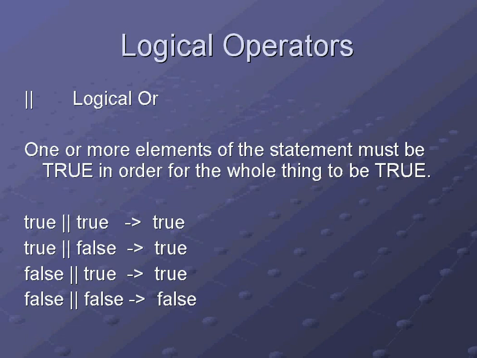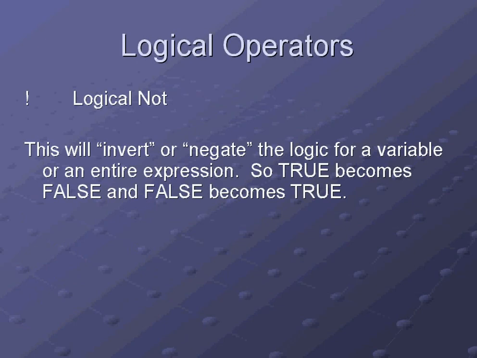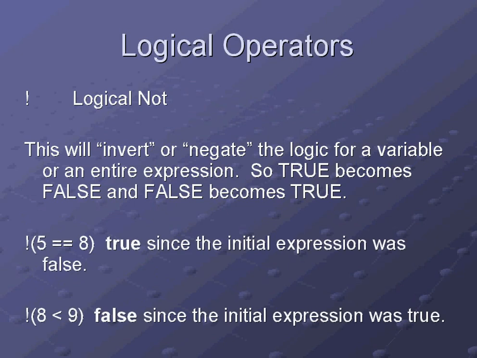And then we have a logical not that will invert or negate the logic for a variable or an entire expression. So true simply becomes false, and false simply becomes true. So not 5 equal 8 will evaluate to true, since the initial expression was false. Now the initial expression was 5 equaling 8. So that evaluates to false, and not false is true. And 8 less than 9 is indeed true, excuse me, and the not will make that false.